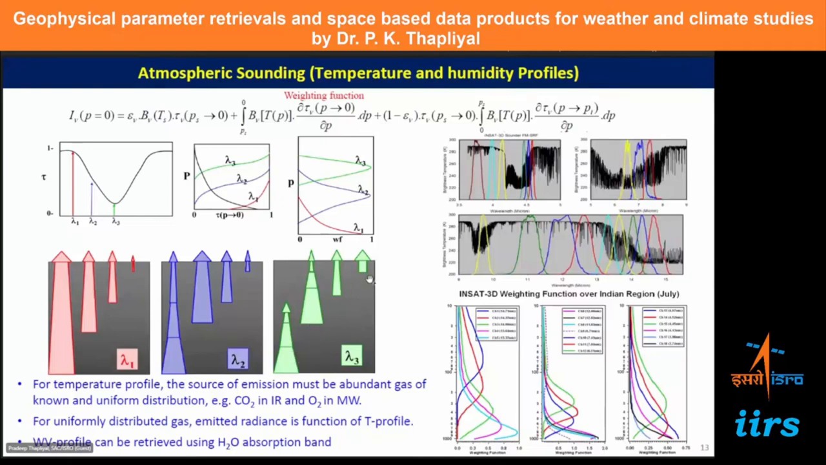Now, if I talk about the weighting function, that is the contribution of radiation which is recorded by the satellite at different wavelengths or different channels. So the weighting function of lambda 1 at this place will be this one. That is, the maximum amount of radiation is contributed from the surface, and there is a very small amount of radiation contributed by the upper atmosphere. There is nothing from the upper atmosphere.